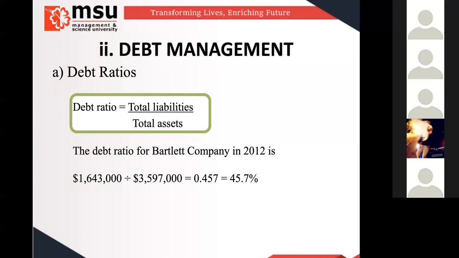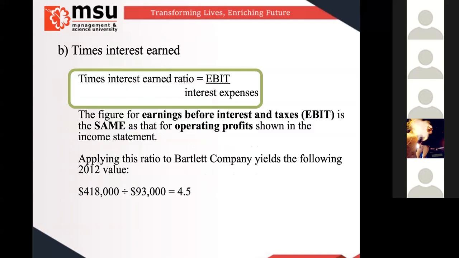For you to do the comparison, just choose that the lower the debt, the better for the company. The second is times interest earned. Times interest earned informs us of the ability of the company to pay interest payments. So how to calculate it? It is earnings before interest and tax divided by interest expense.